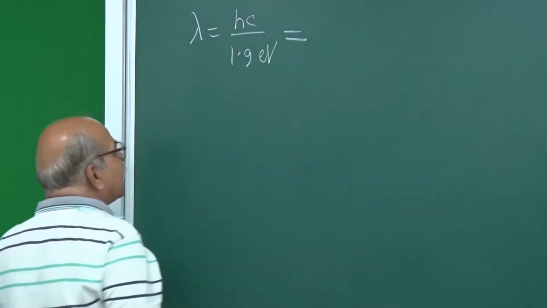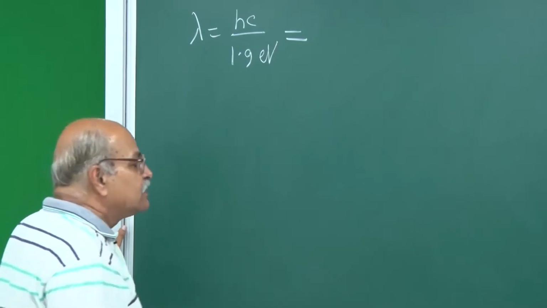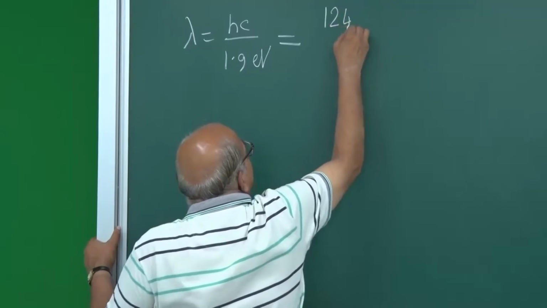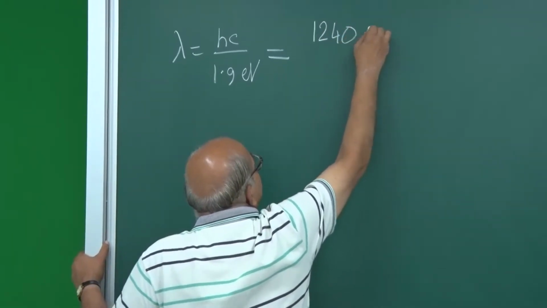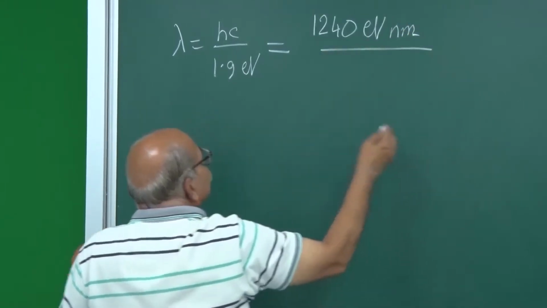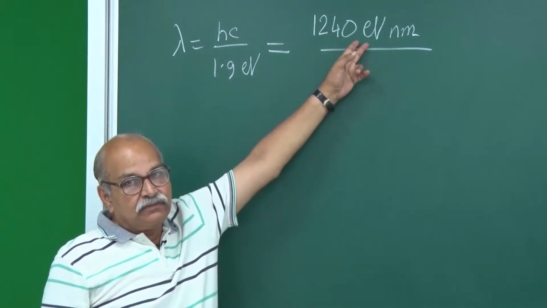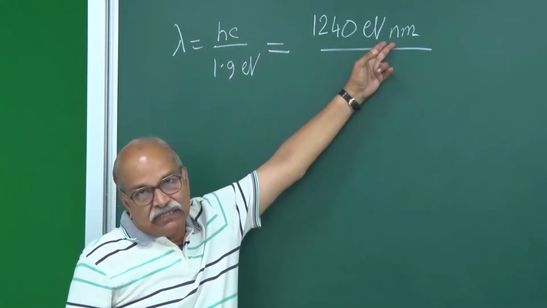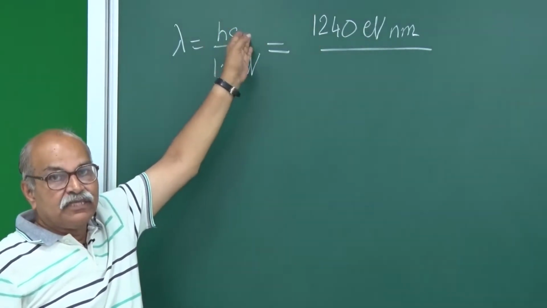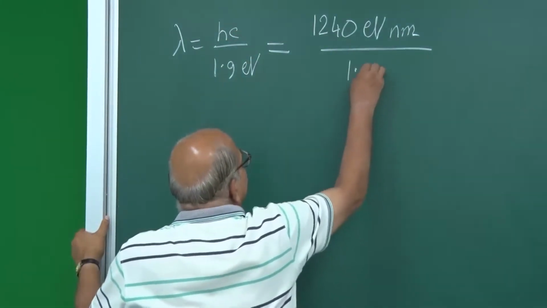and h times c is Planck's constant times the speed of light. If you put in the values and convert into the units which I am going to use, this is very close to 1240 eV nm. What is that? eV is for energy, electron volt, you know that, we have used it. nm is nanometers. So in this unit, Planck's constant times the speed of light is almost this much, divided by 1.9 eV.